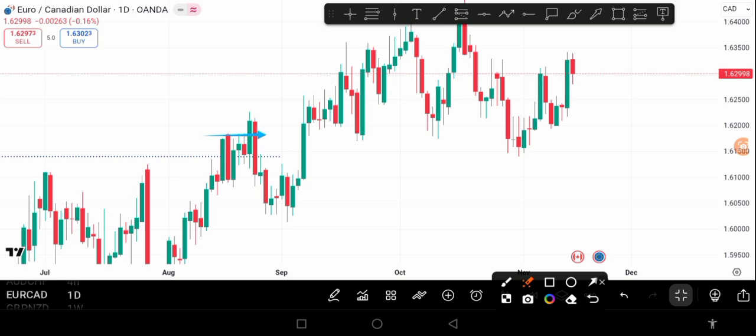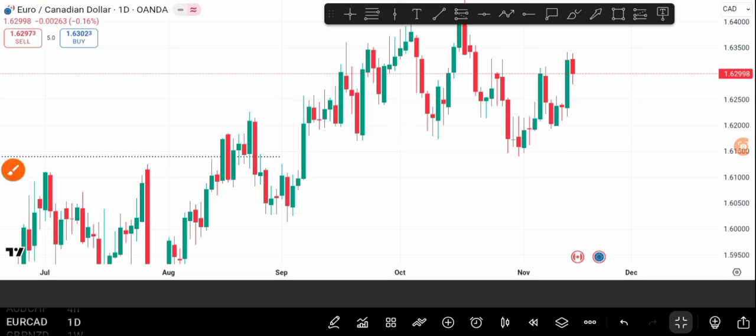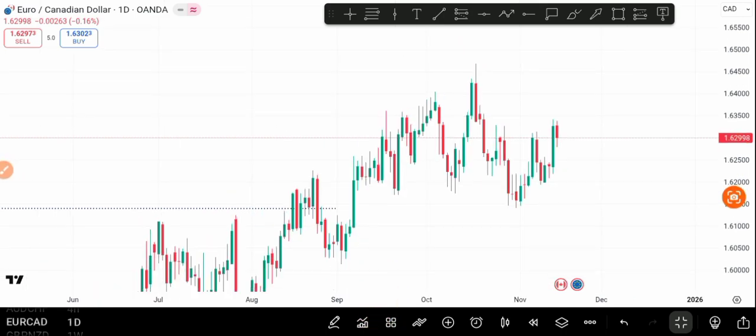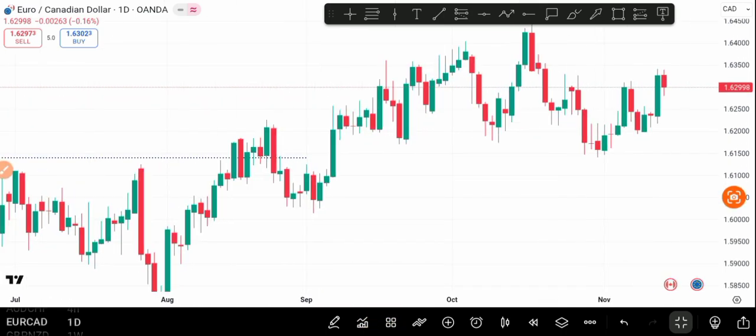And what did the price do? The price came back, took this strong low here, and then what happened? The change of character at this point. Let me mark these structures I'm talking about. Let me start from this point.